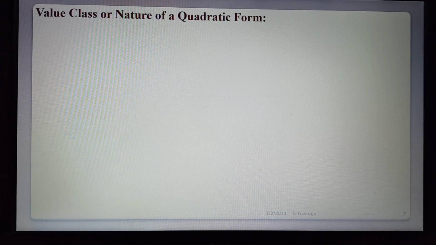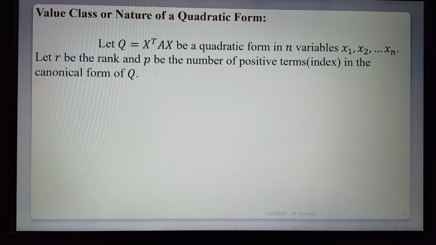Next definition, value class or nature of a quadratic form. The value class is defined in five types, five categories. We define the nature of the given quadratic form. First of all, let the given Q equal to X transpose A X be a quadratic form in n variables x1, x2, up to xn, and let R be the rank and small p be the number of positive terms, that is the index, in the canonical form of Q.